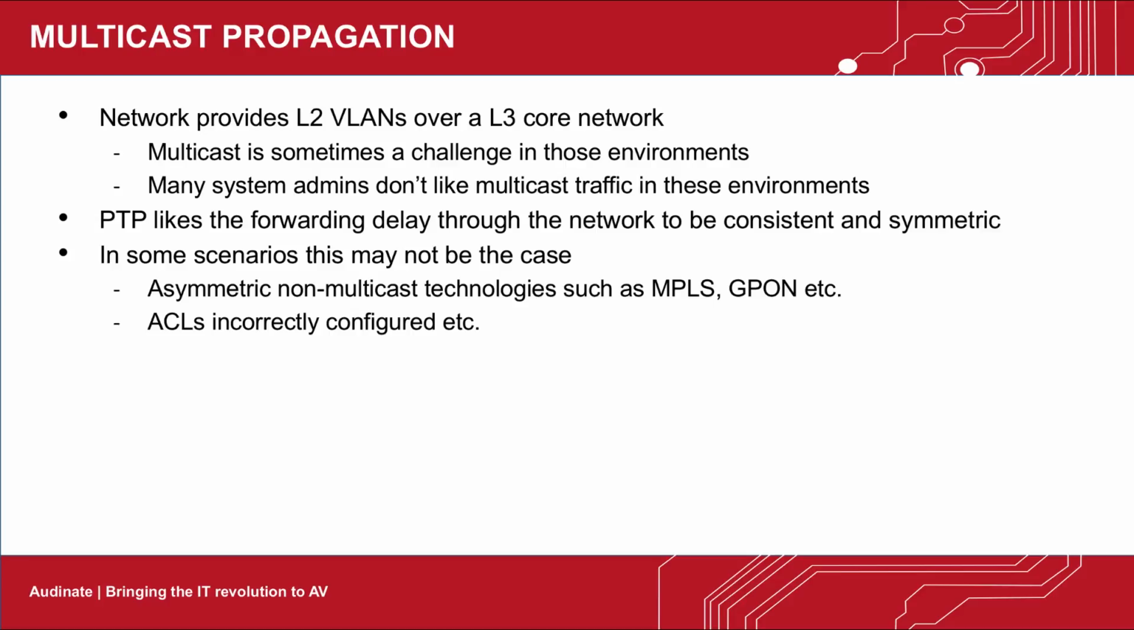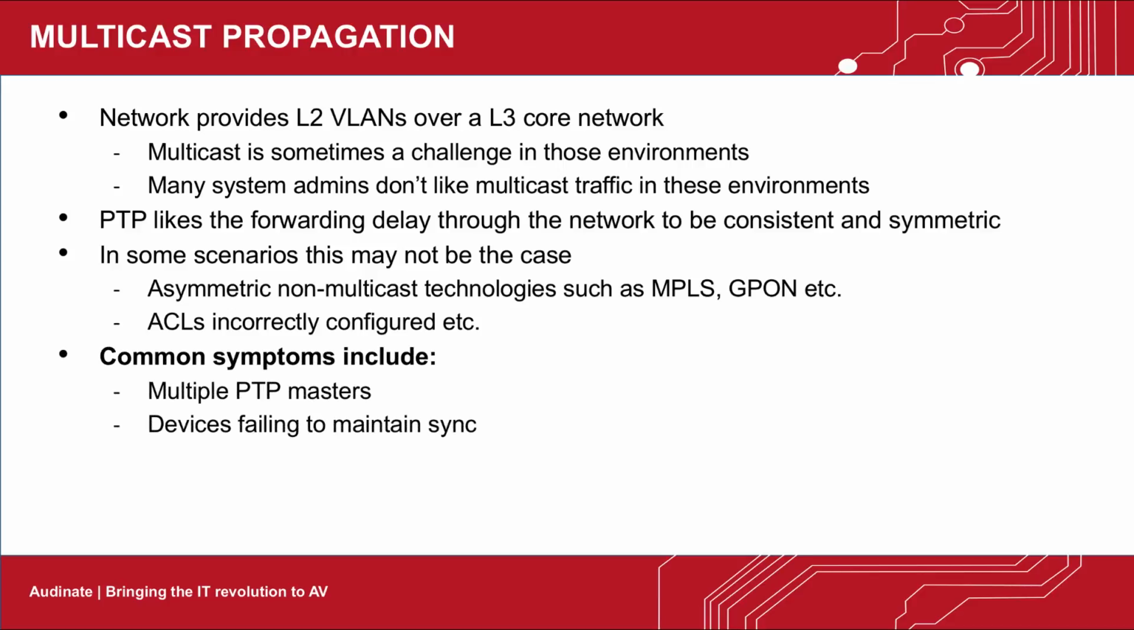There are also link technologies that make their way into networks these days like GPON and MPLS. These are generally asymmetric, not designed for multicast or reverse multicast. There's a number of different applications that can impede the passage of multicast from somewhere in the middle of the network out to the edges and back again. This can also occur due to incorrect ACL configurations. So these are the kind of things you can see in a multicast environment that will cause generally PTP disruption, drops in audio, or Dante devices appearing or disappearing.